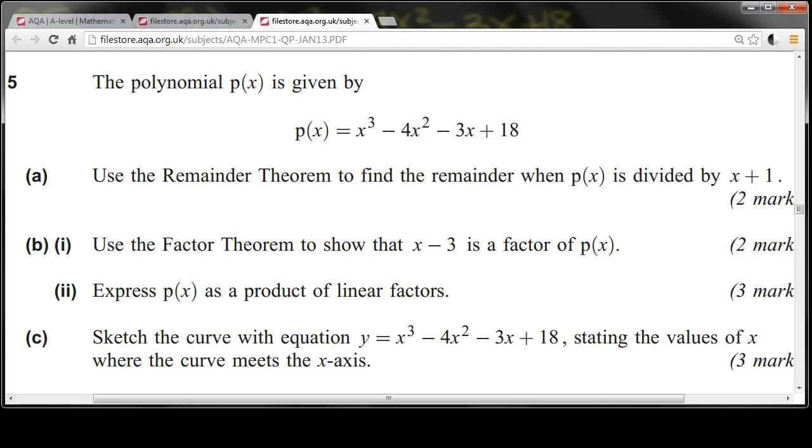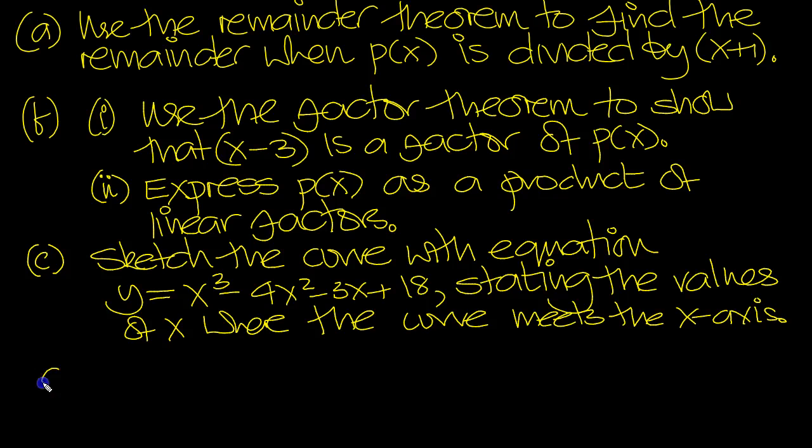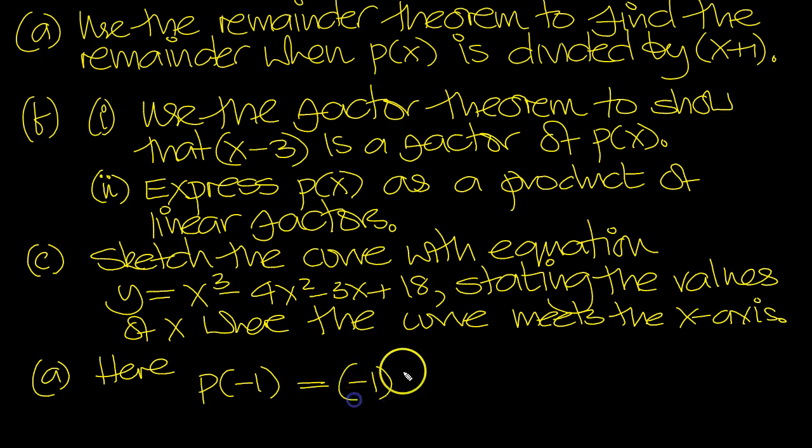Okay, so let's have a look at this then. So, use the remainder theorem to find the remainder when it's divided by x plus 1. So part A then. Here we've got p of minus 1 is equal to, put it in here for the polynomial, minus 1 cubed, isn't it? Minus 4 times the minus 1 squared, minus 3 times the minus 1 plus the 18.